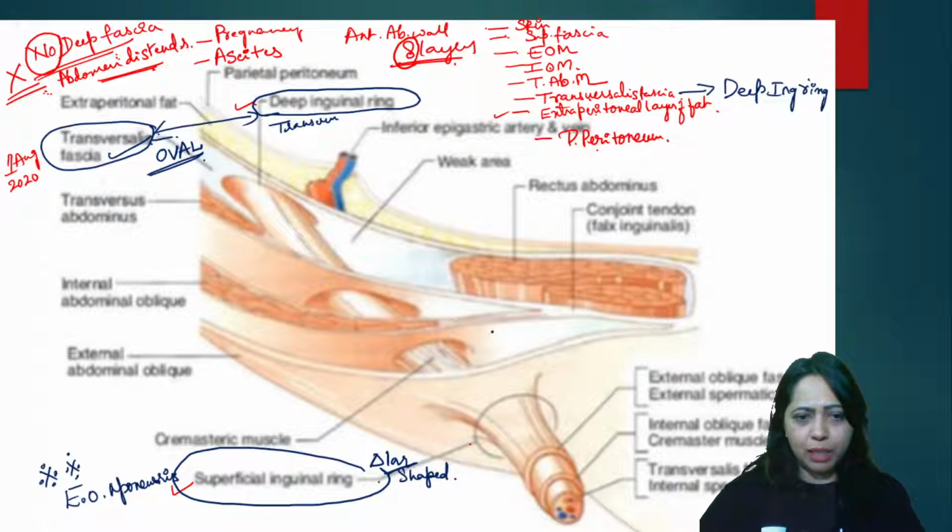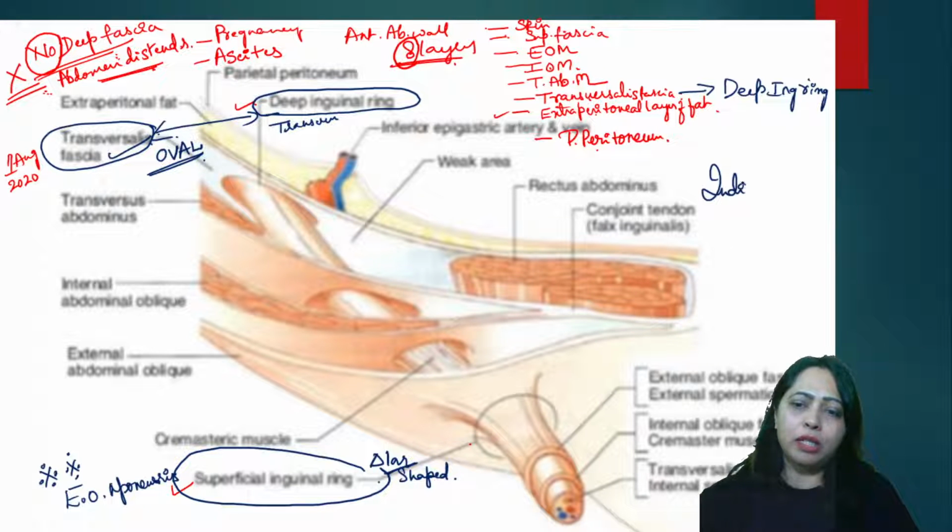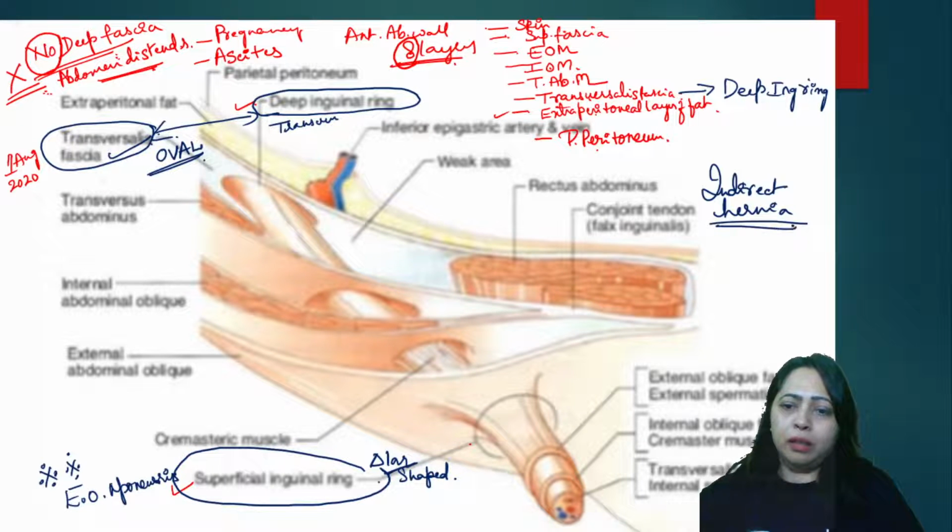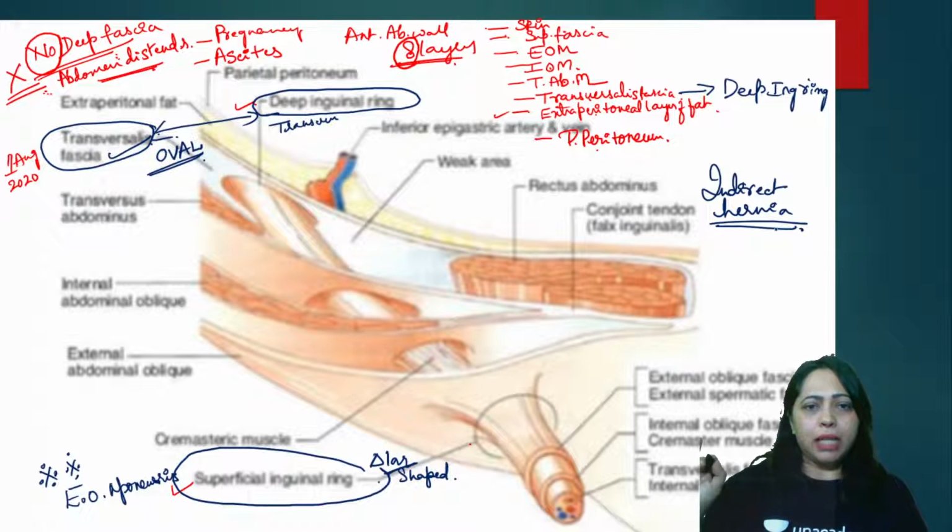And then next one, you can see the canal that extends from the deep inguinal ring to the superficial inguinal ring is known as the inguinal canal. It is present above the inguinal ligament, as you can see. If the structures pass through the deep inguinal ring and exit out through the superficial inguinal ring, it is known as indirect hernia. So this is indirect hernia.